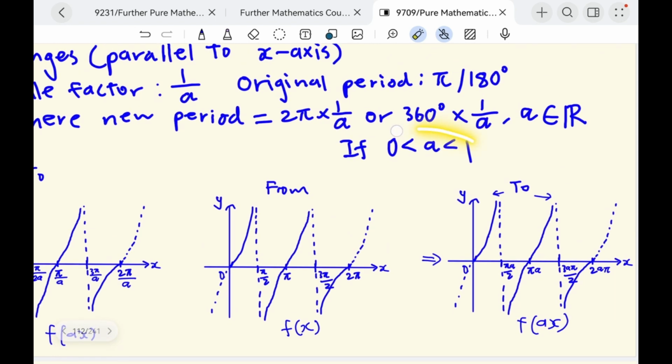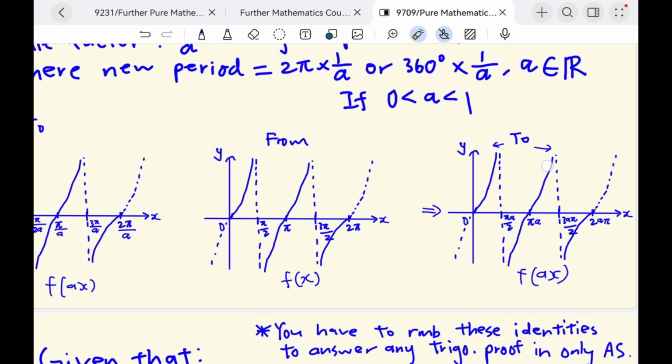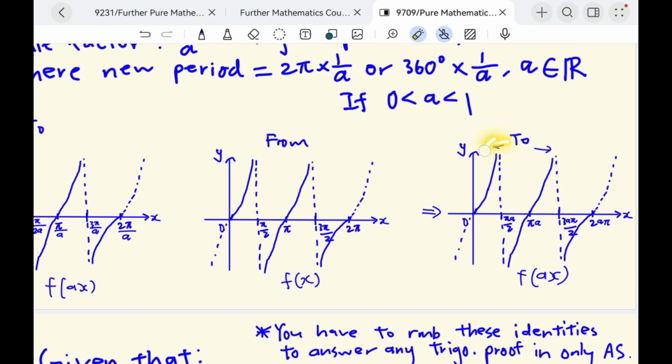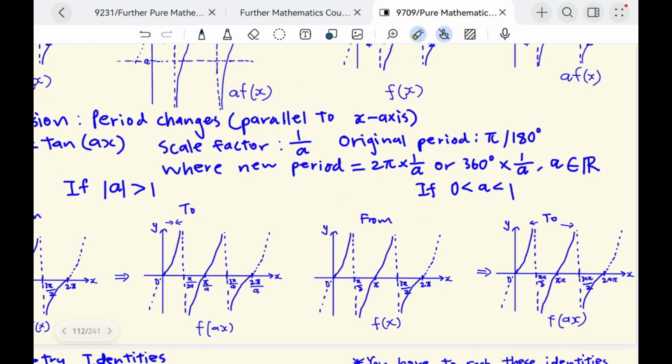Otherwise, if a is between 0 and 1, you expand, you make the tangent graph bigger, or expand it widely. So for the coordinates of the intersections and the asymptotes, all of them are multiplied by 1 over a after the transformation, after the stretching that is parallel to the x-axis for this interval.